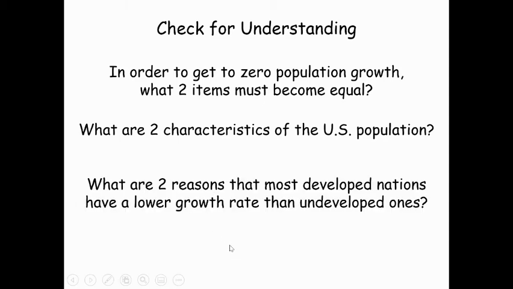What are 2 reasons that most developed nations have a lower growth rate than developing ones? You might want to take a look at number 17. Yeah, so religion, tradition, education, access to family planning, family prevention, education and employment, especially for women, getting married later in life. All those are good and valid reasons.